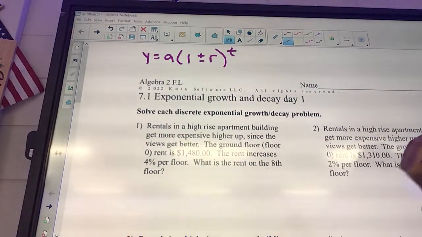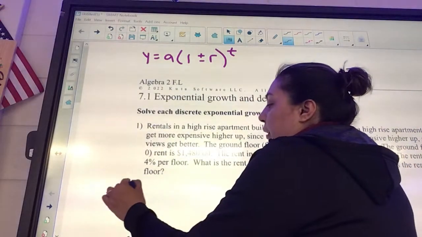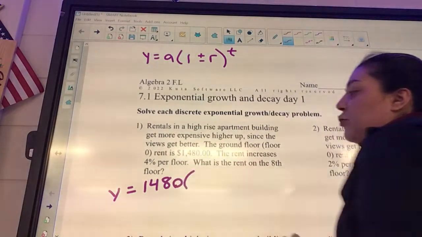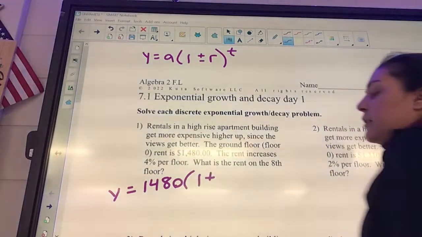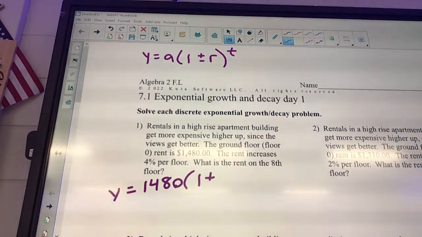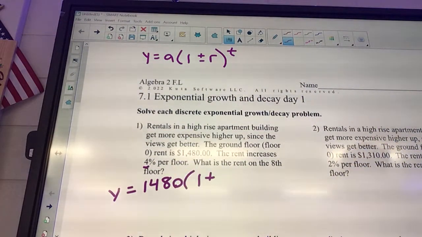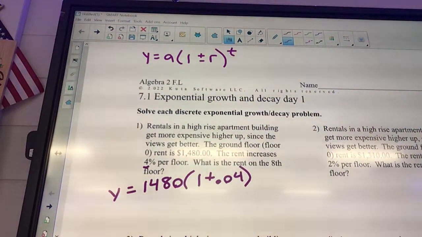Now, word problems always feel like a bunch of crap, right? Okay, so we only have so many numbers in here. So what is our starting amount? 1,480. Is this growth or decay? Are the apartments going to get more expensive or less expensive? It's going to be more, so we're going to use a plus. So we got 1 plus. The only thing you kind of need to do by hand is this is 4%. So what is 4% as a decimal? 0.04. To the, what are they asking us? What's our time measure? 8. They want to know how much is it on the 8th floor. So you're going to put an 8 here.